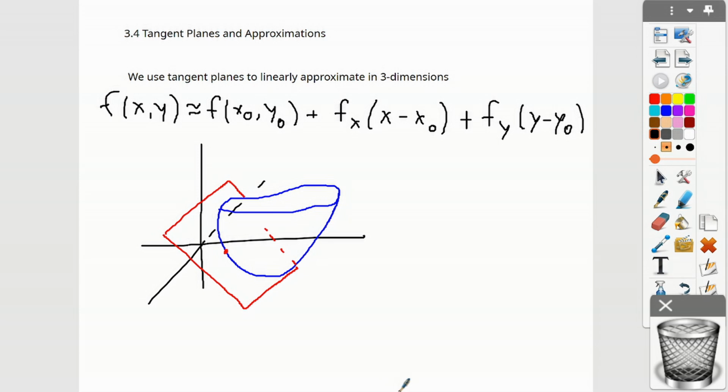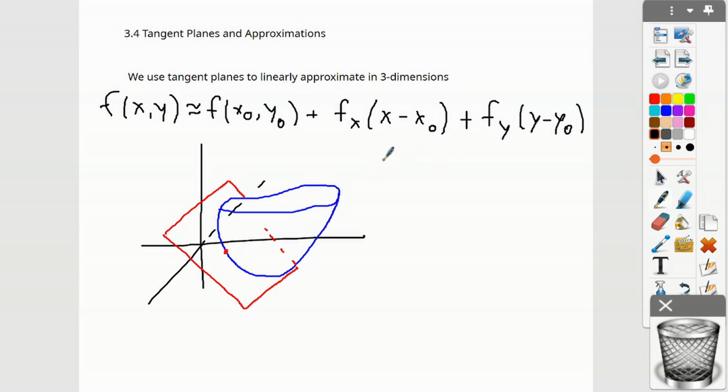This is multivariable calculus, and we are going to start in section 3.4, tangent planes and approximations. We have already established our formula for the tangent planes last time in 3.3. However, this is a review. f(x, y) is approximately equal to f(x0, y0) plus f_x times (x minus x0) plus f_y times (y minus y0).